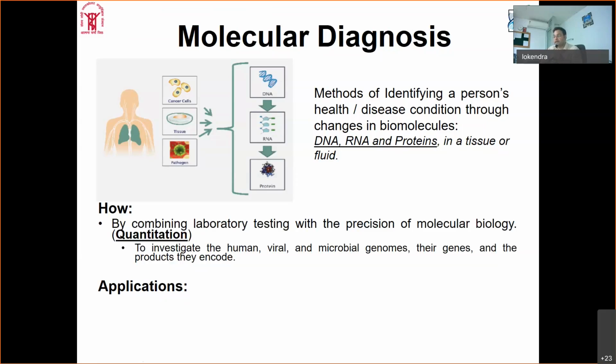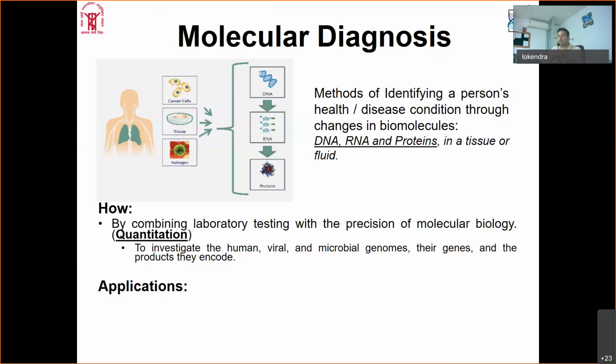And these techniques will not only tell us about the qualitative analysis, but also the quantitation. So whether they are present, in how much quantities, whether they are below threshold or above threshold, that can also be used in defining a health condition or the extent of a healthy or disease condition.